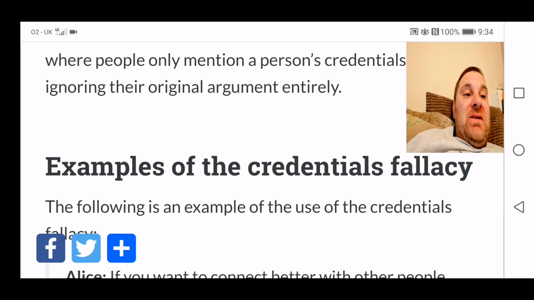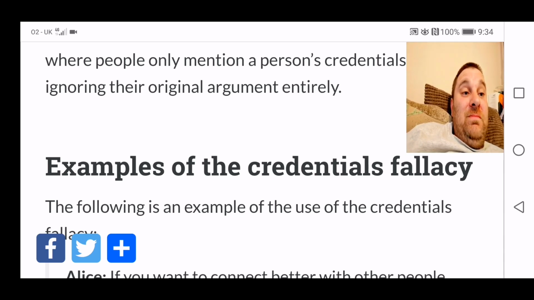Examples of the credentials fallacy. Right, we're going to do this in the next one, because like I was saying, I'm going to make them quite short.